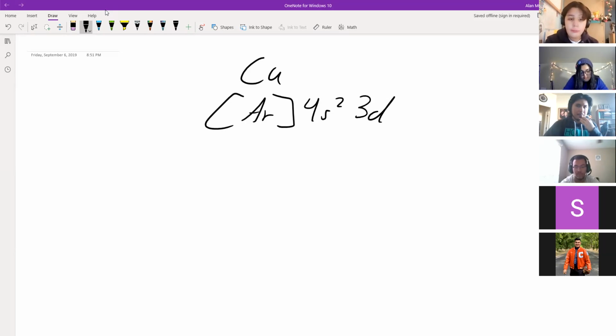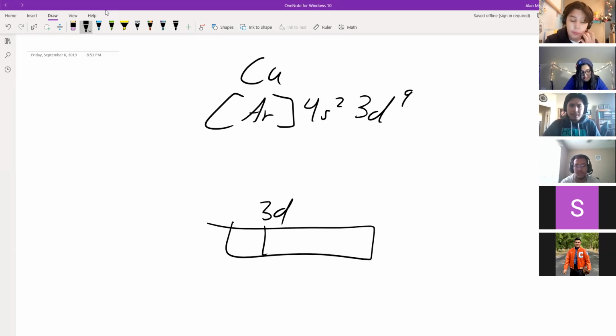3d9. So in this case, the reason it's an exception, if you remember, is that shells like to be either half full or completely full in order to be satisfied if they can help it. Since our 3d is at a lower energy level than our 4s, let me fix that. It really wants that electron, right? So let me quickly fill this up the way it is.